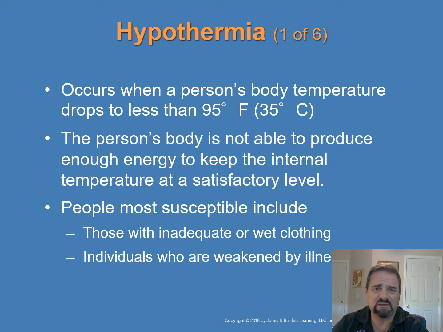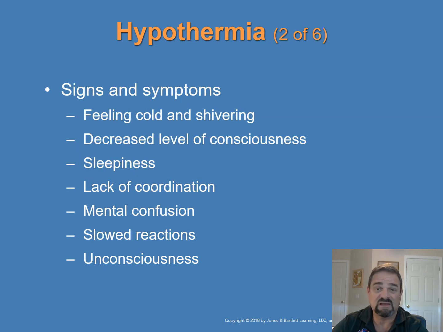All right, so hypothermia. Hypothermia occurs when a person's body temperature drops below 95 degrees Fahrenheit or 35 degrees Celsius. In hypothermia, a person's body is not able to produce enough energy to keep the internal core body temperature at a satisfactory level. People with inadequate or wet clothing or those weakened by illnesses are most susceptible to hypothermia. Signs and symptoms: feeling of cold and shivering, decreased levels of consciousness, sleepiness, lack of coordination, mental confusion, slowed reaction, and then ultimately unconsciousness.